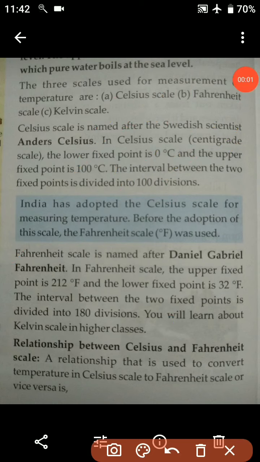So students, now we are going to understand the relationship between the Celsius and Fahrenheit scales. Here we are going to understand the relationship used to convert temperature in the Celsius scale to the Fahrenheit scale or from the Fahrenheit scale to the Celsius scale.